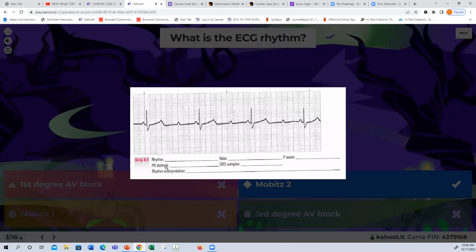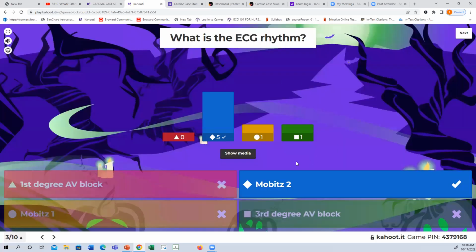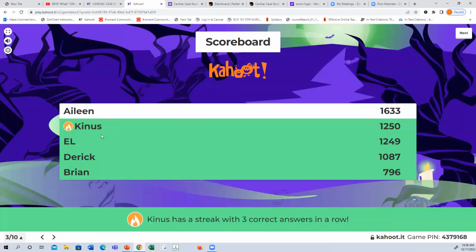Okay, so we have an AV block and the PR intervals are all the same. So if the PR intervals are all the same, it points to a Mobitz type 2. Okay, so let's see who were the respondents who were the fastest. Eileen, Kinos has a streak, Derek, EL, and Brian. Congratulations.